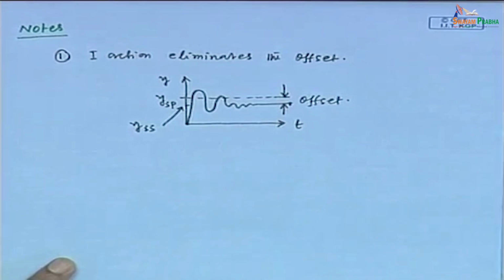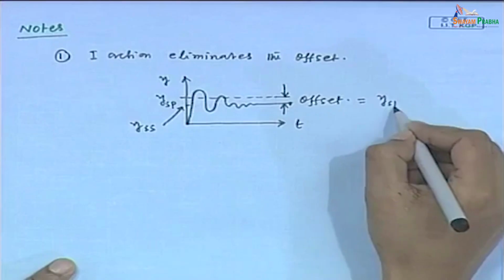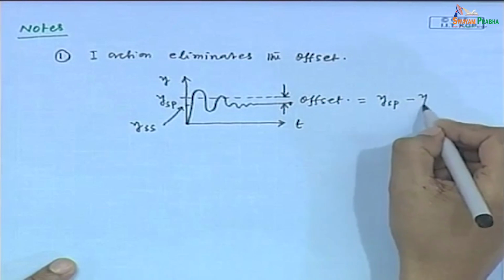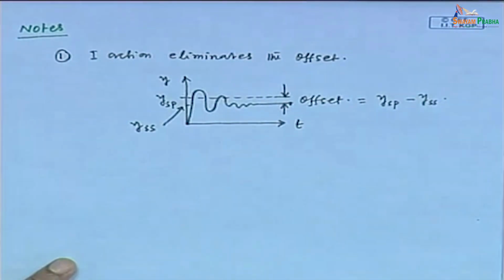The difference between the set point value and the steady state value is called offset. So, offset is basically y set point minus y steady state. Now, this PI controller can eliminate the offset due to the inclusion of integral action. I mean, the P only controller cannot eliminate offset. Fine, this is the first conclusion.